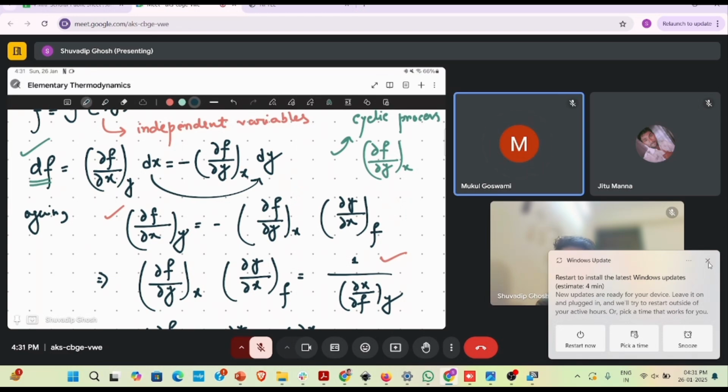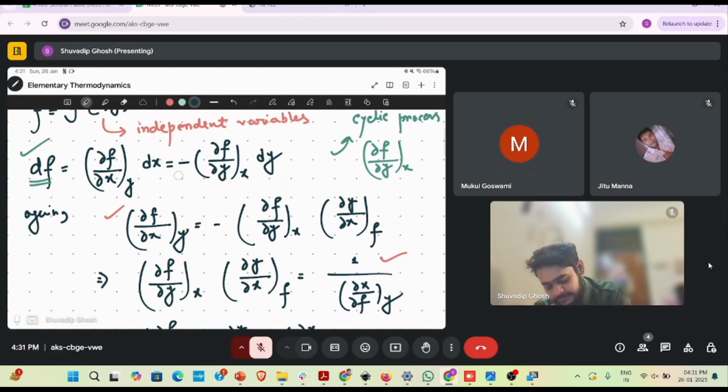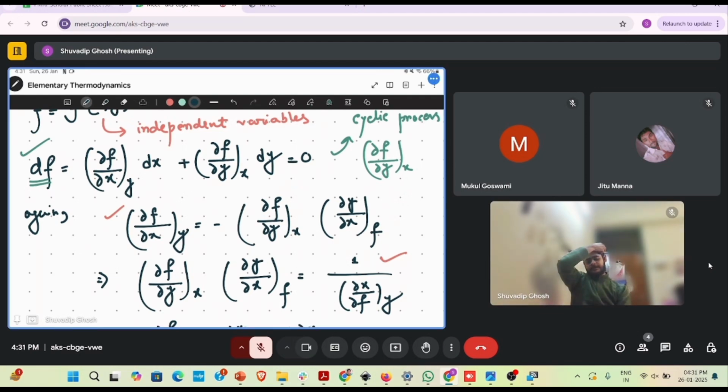Okay, I got it. So this is, okay, I thought you misunderstood that part. This is trivial. From here you can write it just by taking this side and dividing by x.